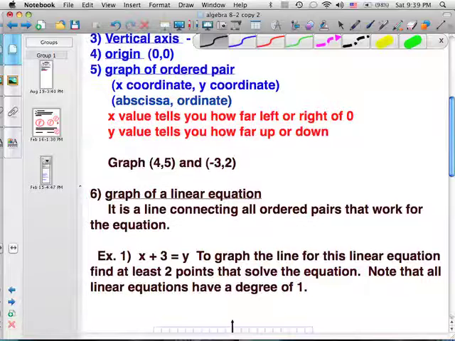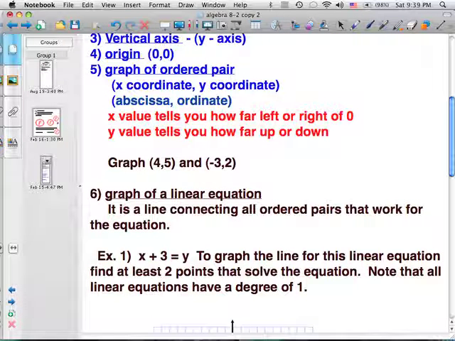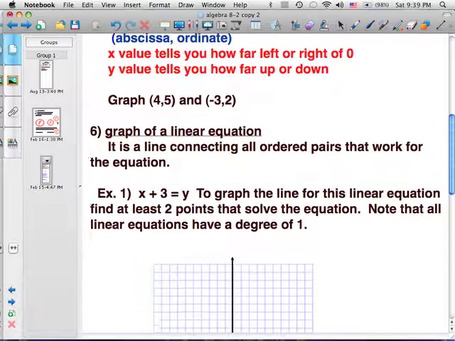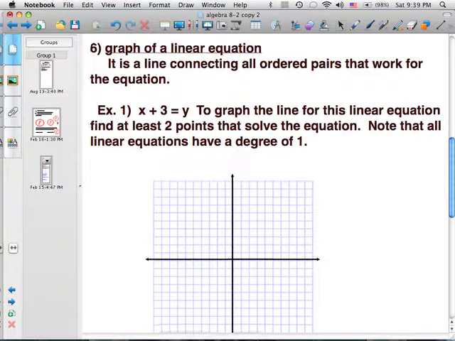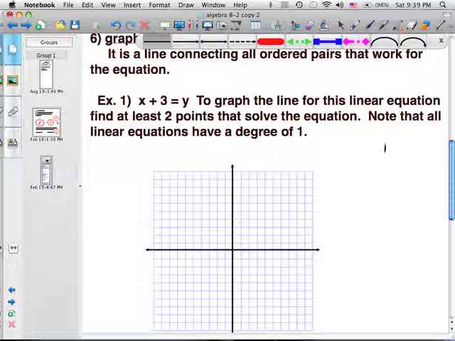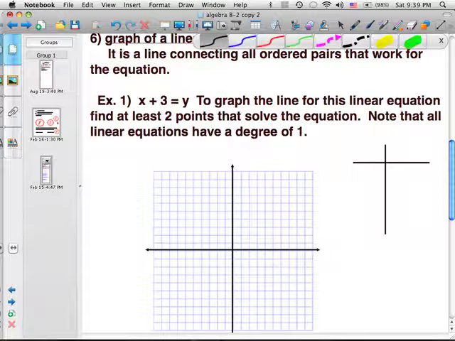If I graph a linear equation, I come up with a line, because all the ordered pairs that work for a linear equation will be on a single line. An example: x plus 3 equals y. To graph the line for this equation, all I have to do is find 2 points that solve that equation. And note that all linear equations have a degree of 1. In other words, the highest exponent you see anywhere for the variable is 1.